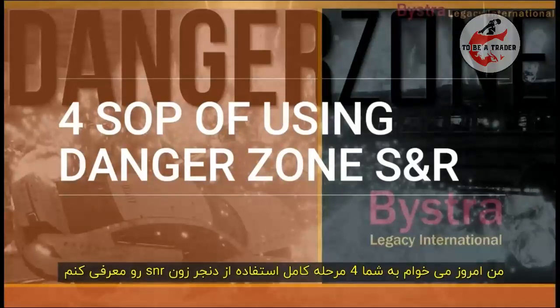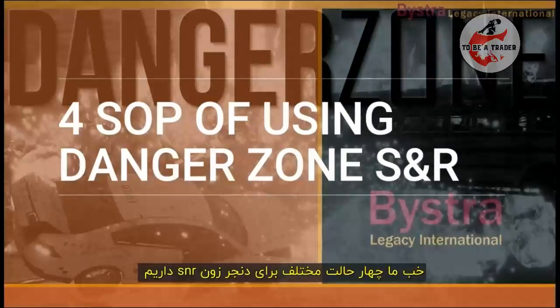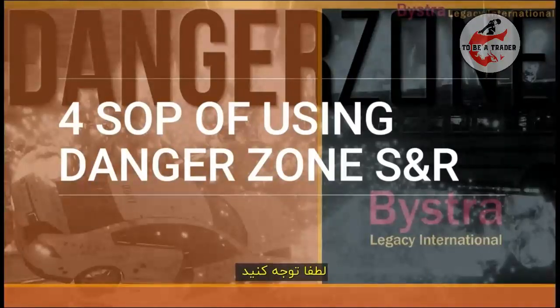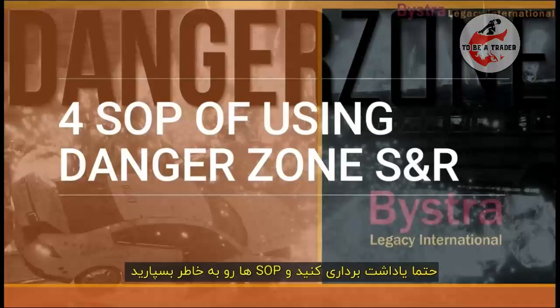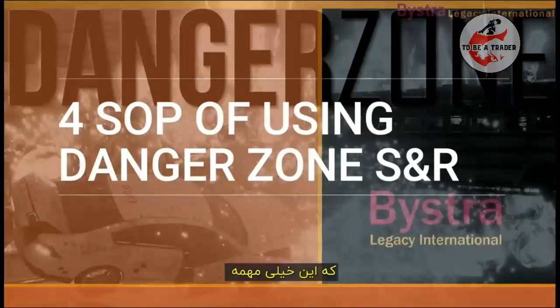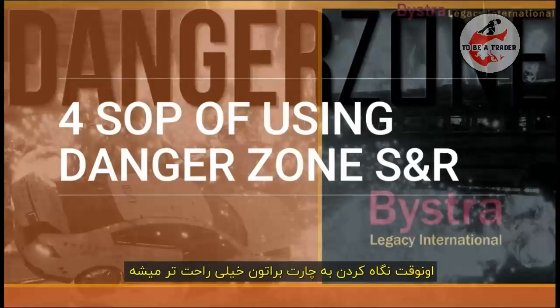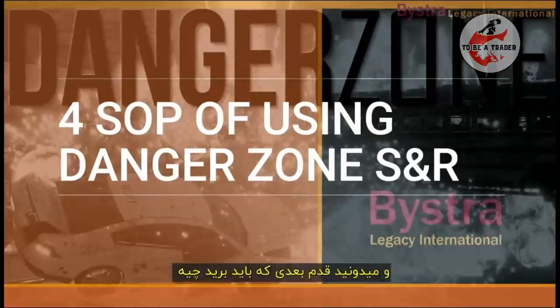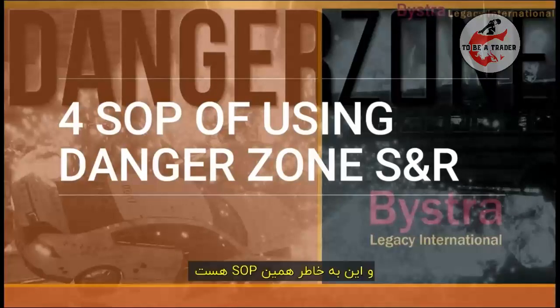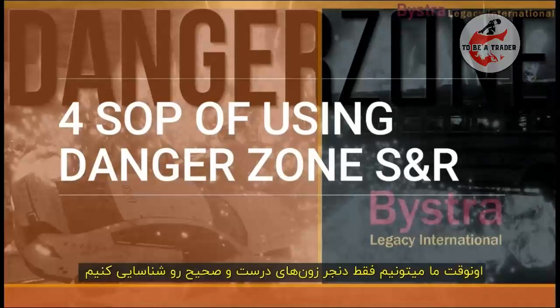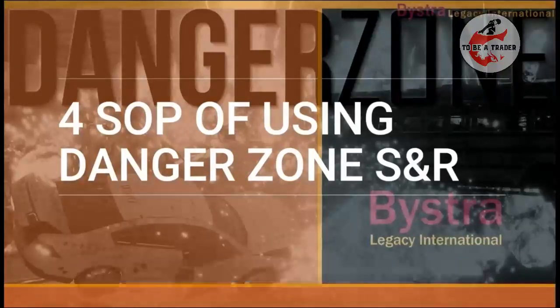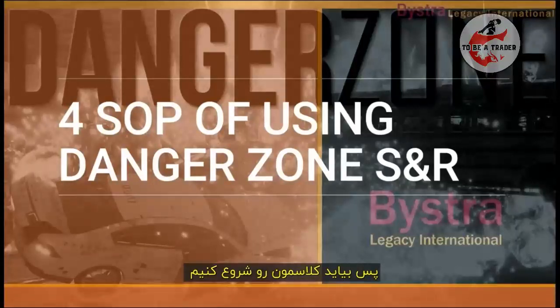Today I will introduce to you the 4 SOPs of using the danger zone SNR. We have 4 situations for the danger zone SNR. Please pay attention, make sure that you jot down and remember the SOP. It is very important. If you remember the SOP, then it will be much easier for you to look at the chart and know what step you're going to do next, because with this SOP, only then will we be able to identify the right and correct zone of the danger zone SNR. So let's get started.